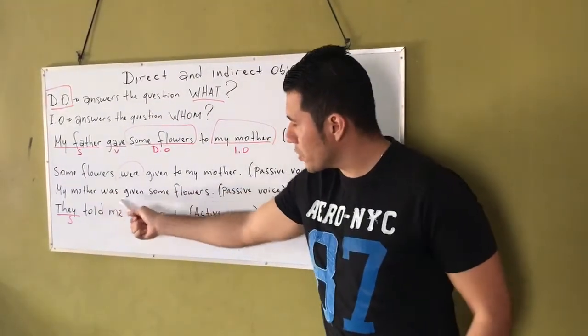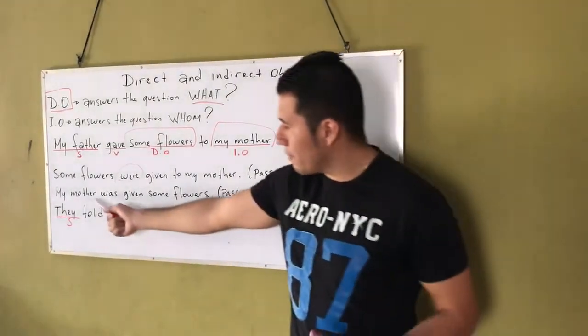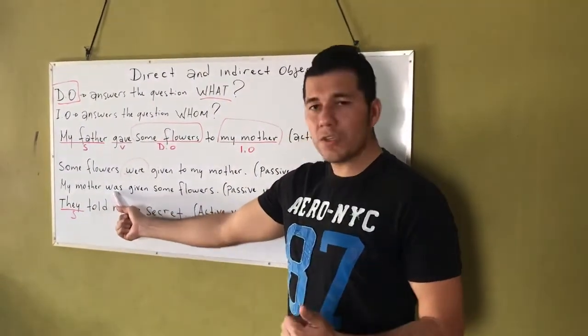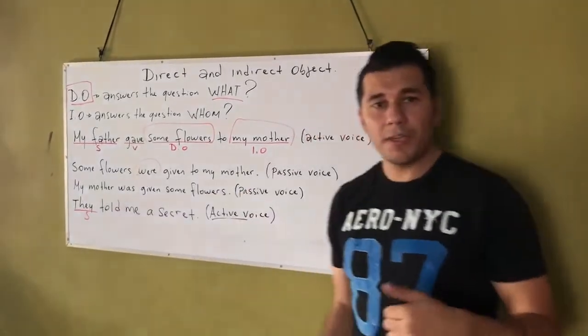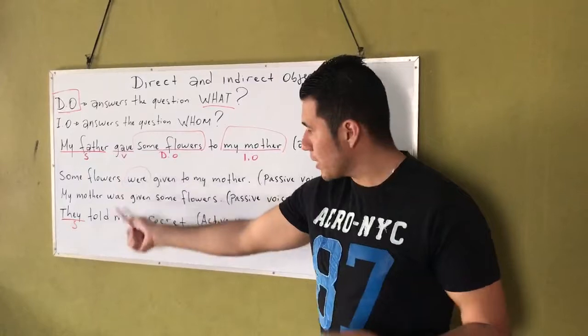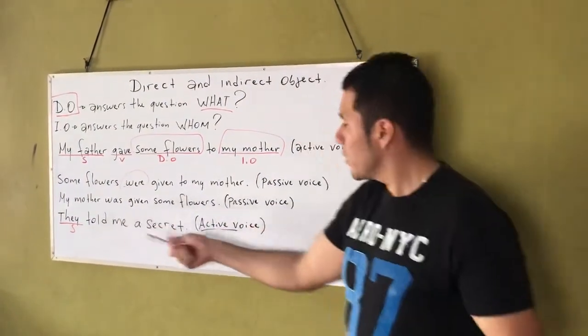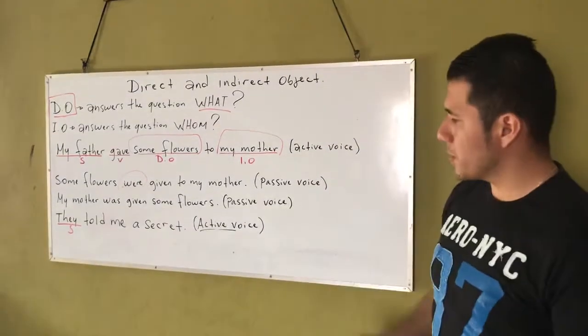Now, indirect object. My mother was given some flowers. See, now I have my mother right here. I'm using was because my mother is singular. And again, gave is in past, so that's why I have to use the simple past of the verb be. And then given some flowers.